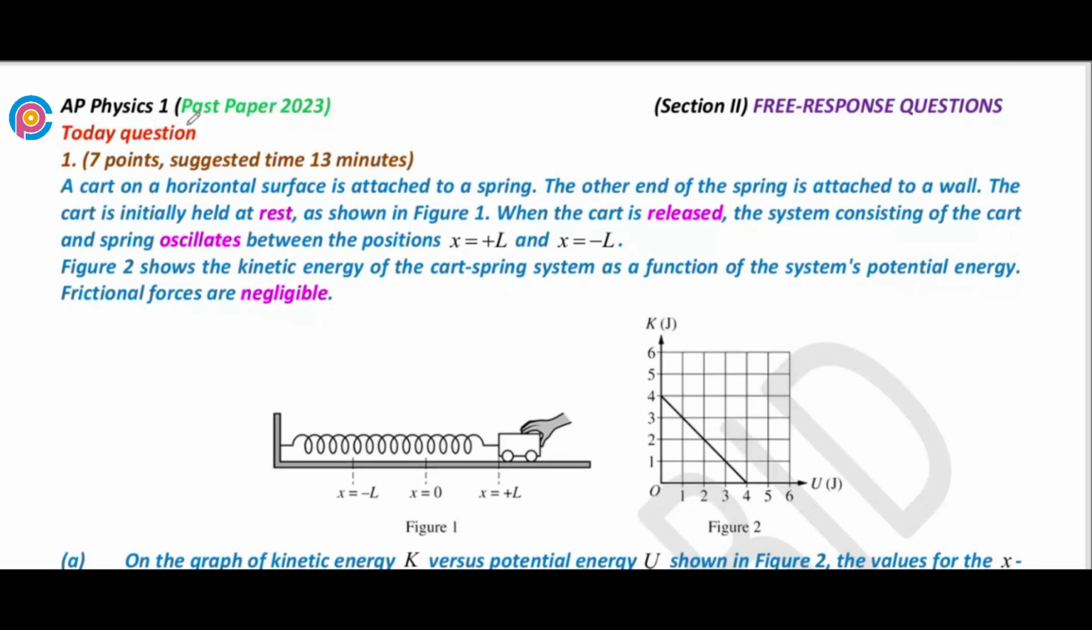Hi, we have the AP Physics 1 past paper 2023. We are discussing the free response question section. In this part, we have question number 1, which carries 7 points.